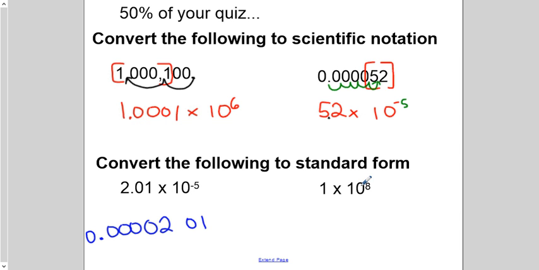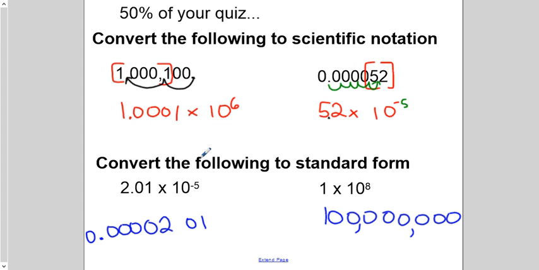Now this one, since it's a positive exponent, we'll put the 1 right here. That means that it's going to be bigger than 1, so I'm going to go to the right, and I'm going to be putting the zeros out here to the right. And that would be 100 billion. So that's half your quiz, just being able to convert back and forth.